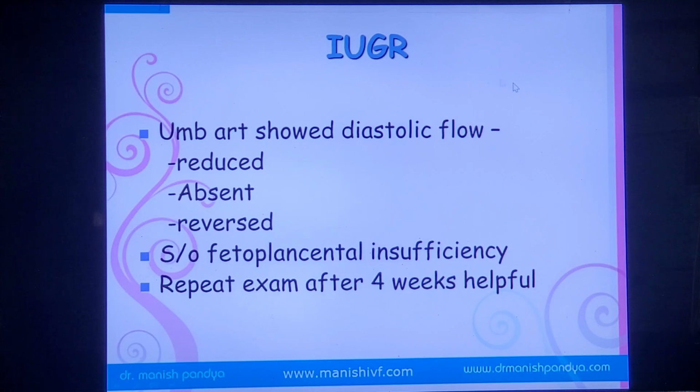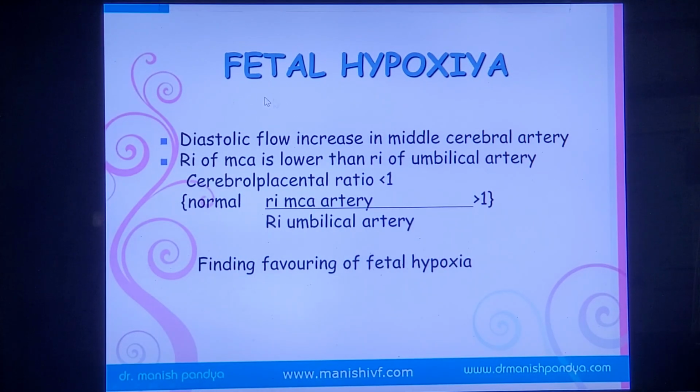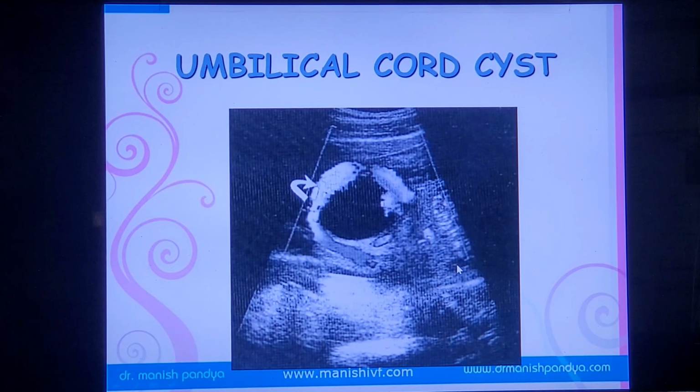IUGR umbilical artery shows diastolic flow either reduced, absent or reversed, suggestive of feto-maternal insufficiency. Usually you do repeat examination after 4 weeks or 15 days, or sometimes you have to do Doppler weekly or twice weekly. Fetal hypoxia, diastolic flow increases in the middle cerebral artery because of the brain sparing effect. RI of MCA is lower than RI of umbilical artery. So CP ratio, RI of MCA to RI of umbilical artery, is usually more than 1.